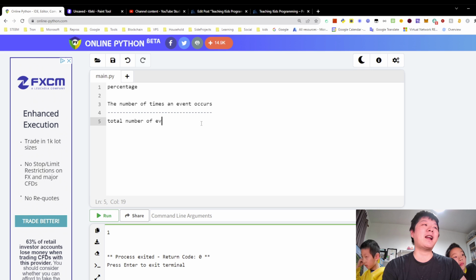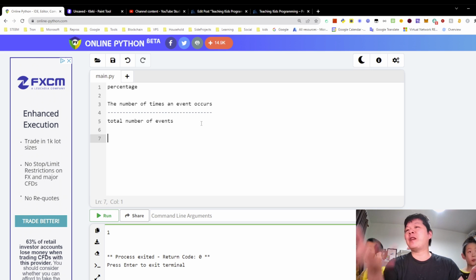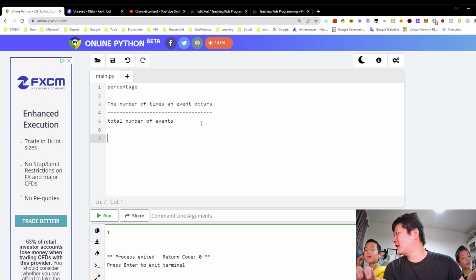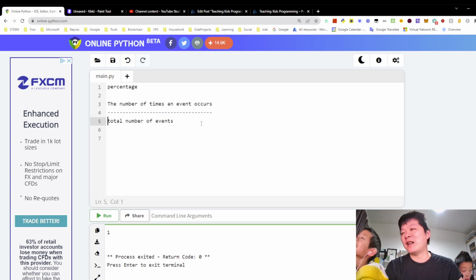Roughly, yes. For example, if you flip a coin, what's the probability of the coin being heads? 50%. Because the total number of events that could happen, how many possibilities are there? There are two, right? So the coin being heads is one of two, 50%.